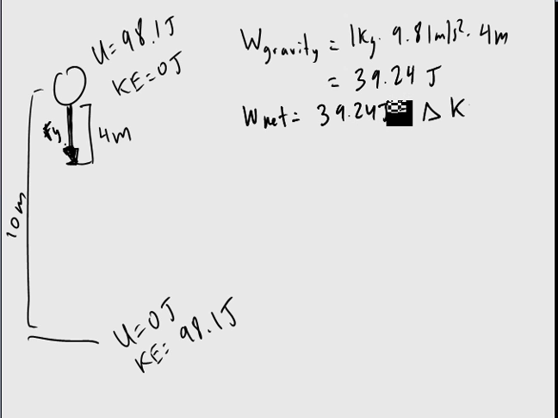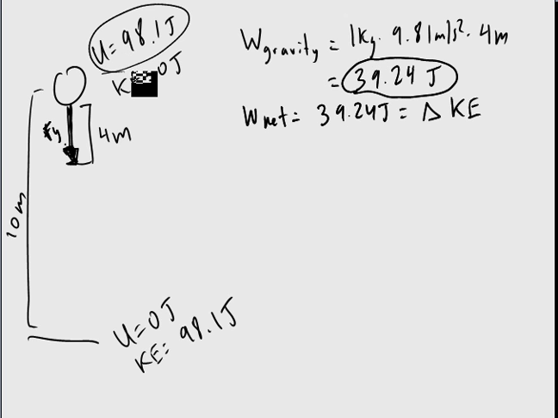And that means that's equal to the change in kinetic energy. We know that because work is a transfer of energy, so if gravity is transferring 39.24 joules of energy to the ball, it should gain 39.24 joules in kinetic energy. And again, where did this 39.24 joules of energy that gravity has come from? Well, it's coming from the potential energy of the ball. So I know the change in kinetic energy is 39.24 joules. If it started out at 0 joules, then now here at 4 meters of dropping, the kinetic energy is 39.24 joules.